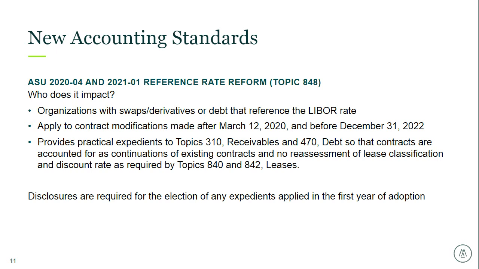It applies to contract modifications, and they're very specific here: between March 12, 2020 and before December 31, 2022. And so if your organization has an agreement with LIBOR and you are updating it to an alternative rate, this ASU would apply to you. And it's important because if the criteria are met, you would not have to apply contract modification accounting. So really important to go through your contracts, your debt agreements, if you have swaps. If there's a LIBOR rate reference, it's probably going to need to be updated. So pay attention to this accounting standards update.